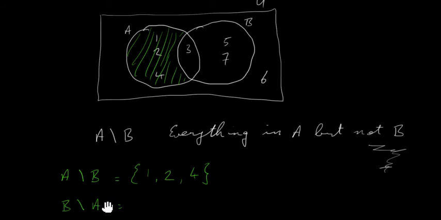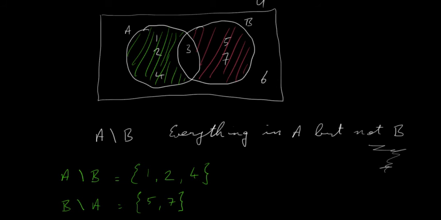We want to exclude A. This 3 here is part of A, so we want to get rid of that. So we're just talking about this area here. That's B, everything in B, but take out A. Get rid of this bit here, that's part of A. So what are we talking about there? We're talking about the elements just 5 and 7.